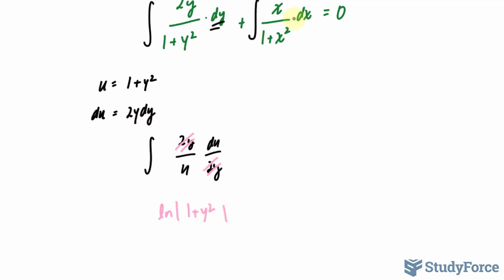Now to find the integral of this term, I'll have to do the same technique, but we've already used u, so we have to use another letter. Let's use w. w is equal to 1 plus x squared. Taking the derivative with respect to x, we end up with dw is equal to 2x dx. I'm going to solve for dx by dividing both sides by 2x. This gives me dw over 2x is equal to dx.